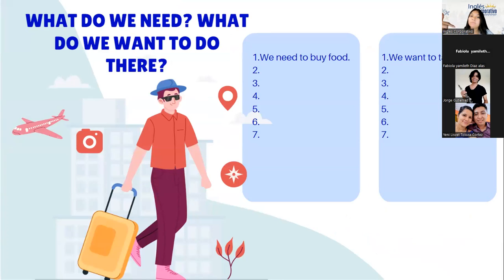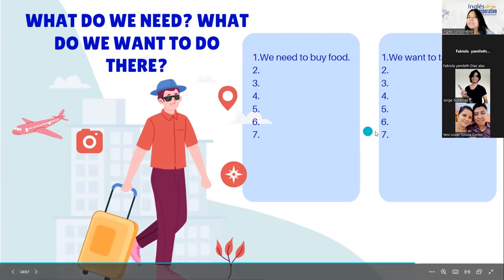Por ejemplo, we need to buy food. Yes, nosotros necesitamos comprar comida. I want to go to Paris, okay? Esos son ejemplos nada más. So we need to buy food. We want to take pictures. We want to go to, or we want to visit the Eiffel Tower. We need to buy the tickets.